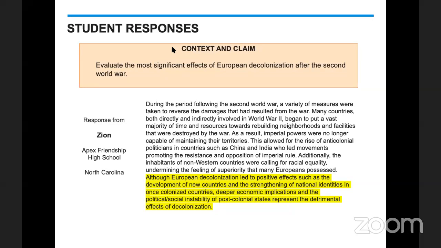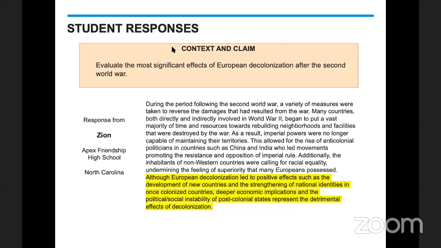Although European decolonization led to positive effects, such as the development of new countries and the strengthening of national identities in once colonized countries, deeper economic implications and the political and social instability of post-colonial states represent the detrimental effects of decolonization.